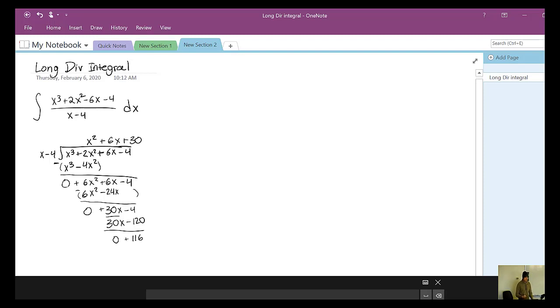Question: in the original integral, you put minus 6x? Oh, did I make a mistake? Sorry, I copied it. Well, we worked through plus 6x, so we can just continue with plus 6x. My mistake.